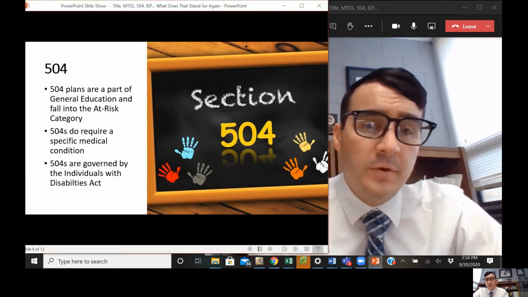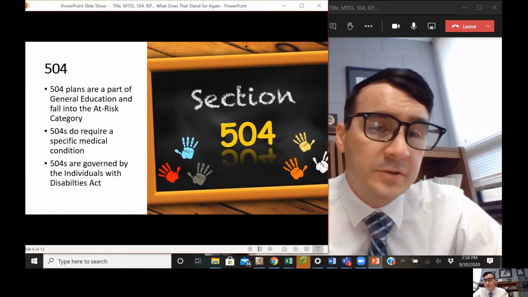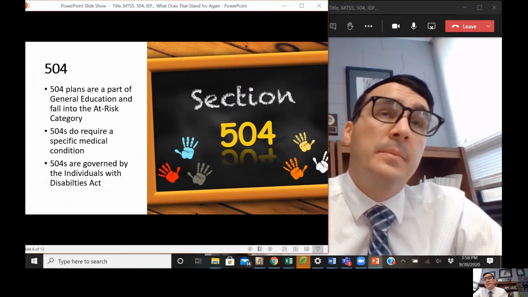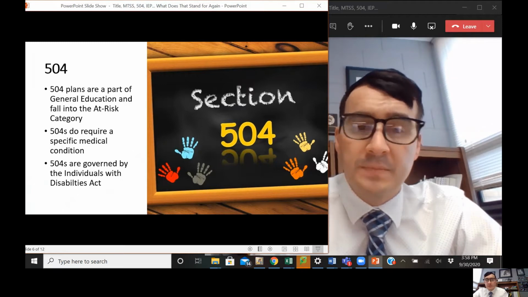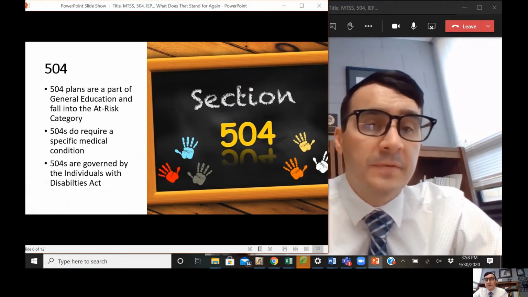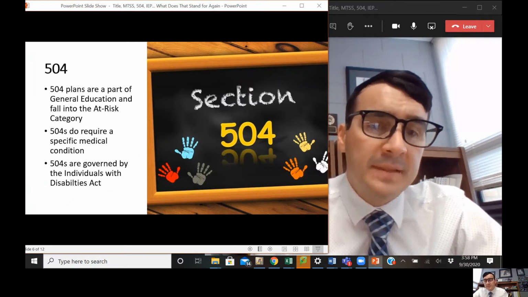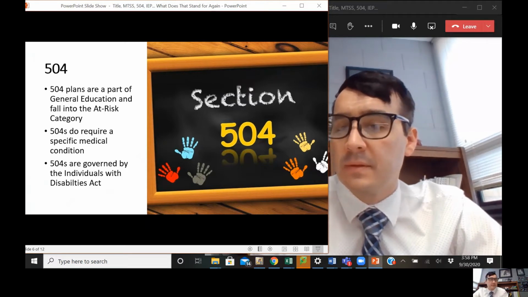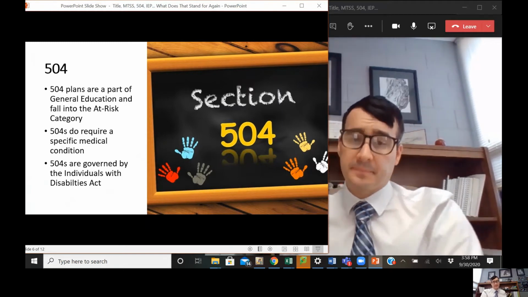Now, to get a 504, it does require that you have some sort of condition that affects a major life activity. Attention, reading, communicating are some examples. There's a whole list. Generally, most medical diagnoses, if they're interfering with learning, can qualify for a 504 plan. There isn't a requirement that it specifically affects learning. And again, it's governed by the Individuals with Disabilities Act.